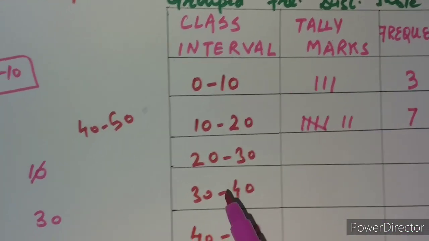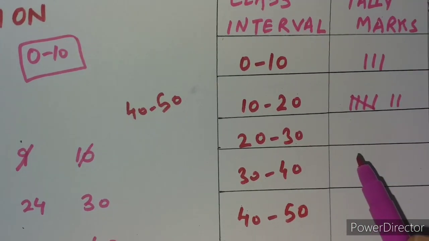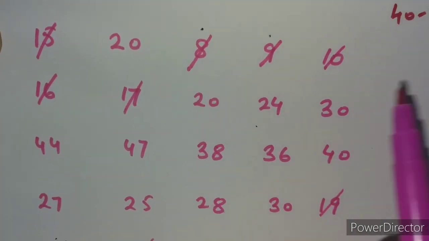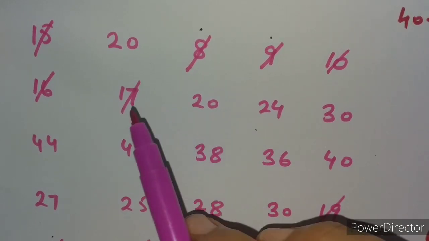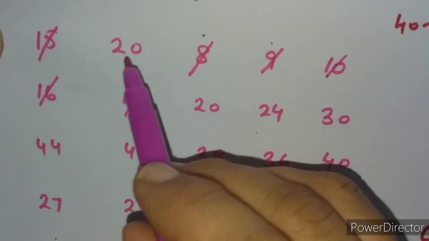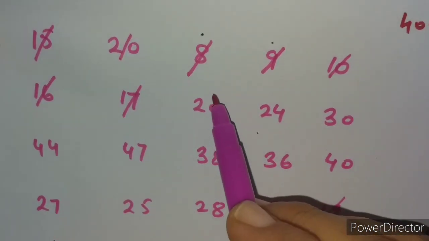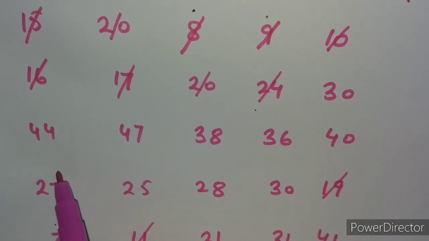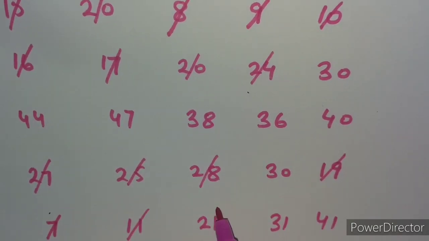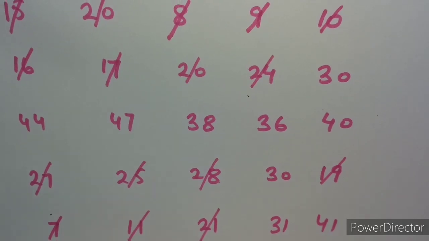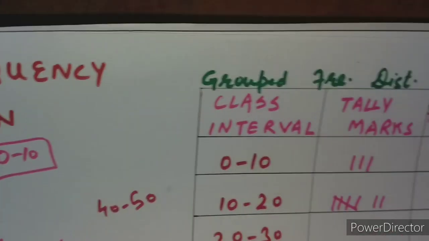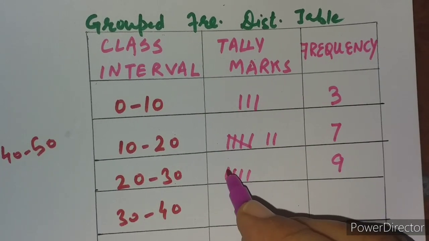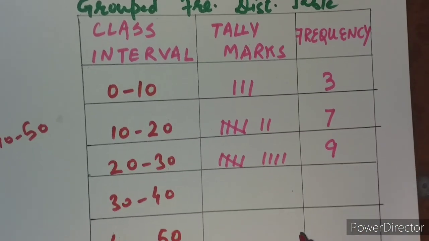Exactly the same way we are going to count for 20 to 30. Starting from 20, we include 20 here only, not in the previous one. So starting like this, there is 1, 2, 3, then 30 will not be included here. Then we have got 4, 5, 6 and 7, then we have 8 and 9. So total number is 9, and see the 5 here in tally marks, and 4, 5 plus 4 will be 9.